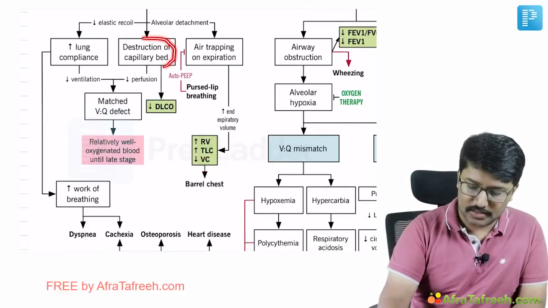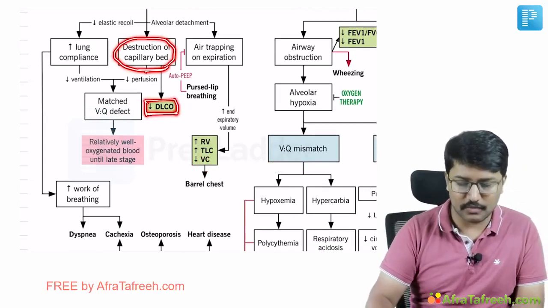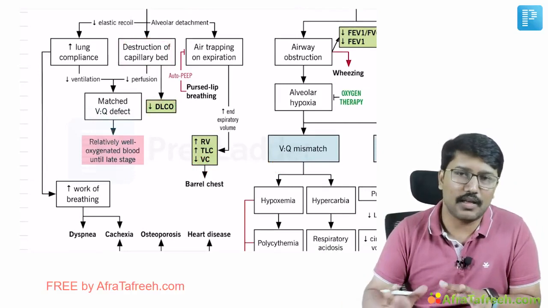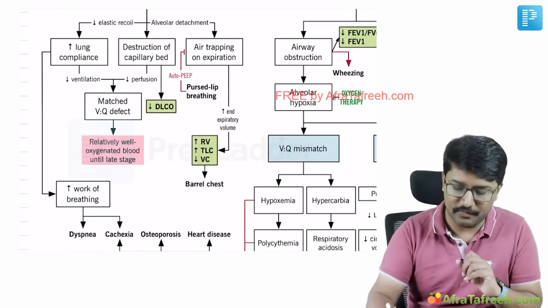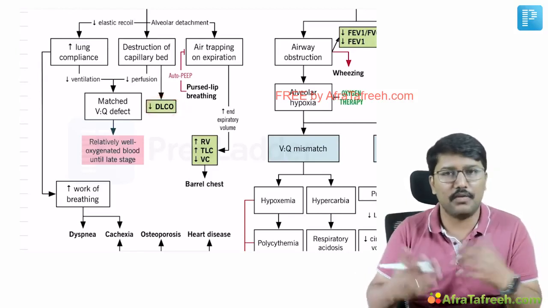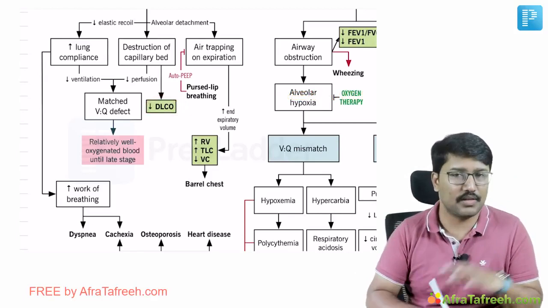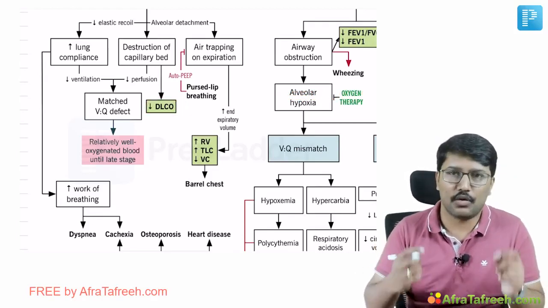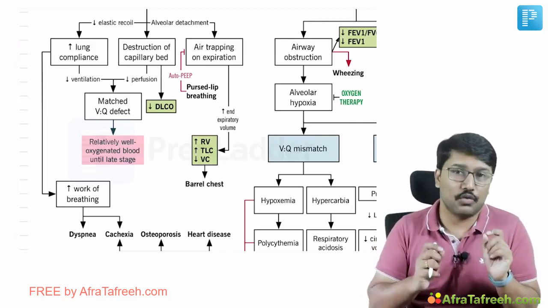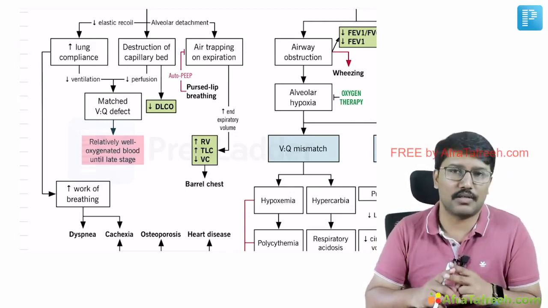Now again, because of the destruction of the capillary bed, the diffusing capacity is reduced in case of emphysema. So DLCO is likely to be normal in your chronic bronchitis patients, and in case of your emphysema patients, the DLCO will be reduced. Now if there is a question asking you what happens to DLCO in COPD without stating whether you're talking about chronic bronchitis or emphysema, your answer should be that it is reduced. I say it is reduced because of two important reasons.